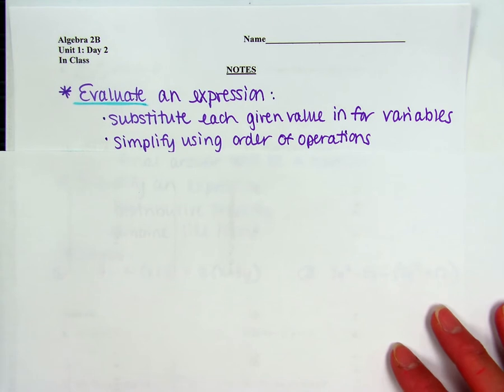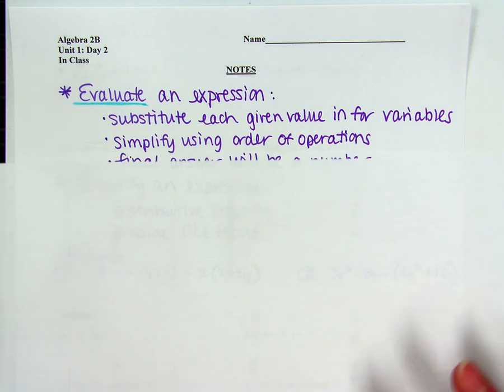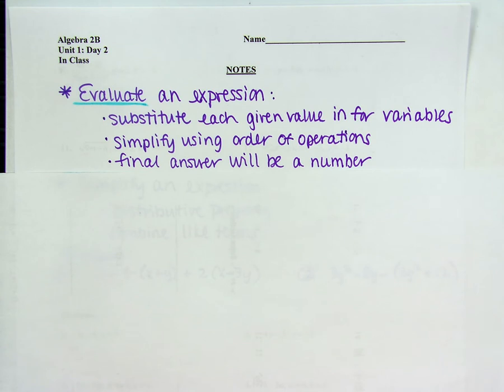Then you're going to simplify using order of operations, which we talked about yesterday. So that's like parentheses, exponents, multiply, divide from left to right, addition, subtraction from left to right. And then your final answer will be some kind of a number, so you should not have any variables left.